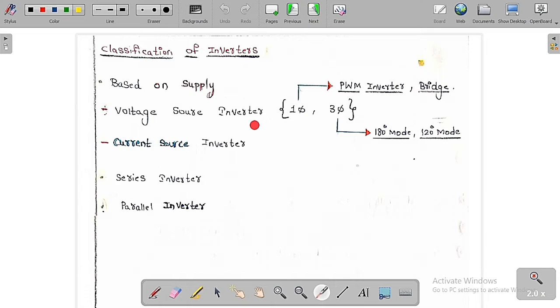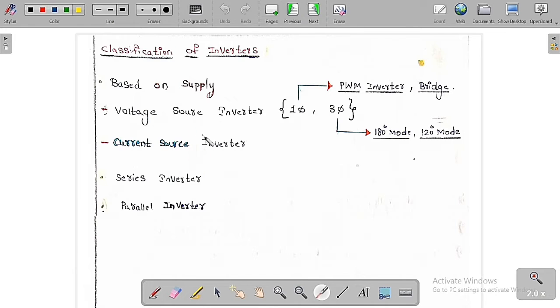In the voltage source inverter, we are going to study about the single phase and three phase. In the single phase, we are going to study about the PWM inverter and also the bridge. Whereas in the three phase, we are going to study about the 180-degree mode and also the 120-degree mode. The other ones are the series inverter and the parallel inverter. So these are the types of inverters we are going to study.